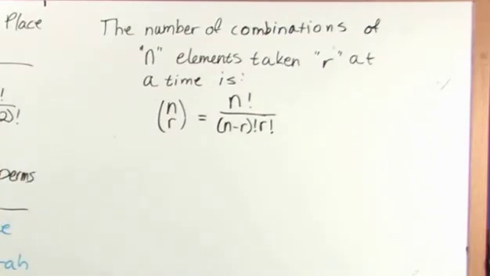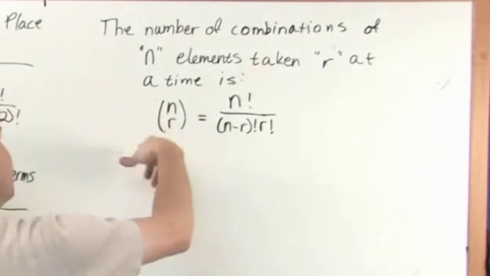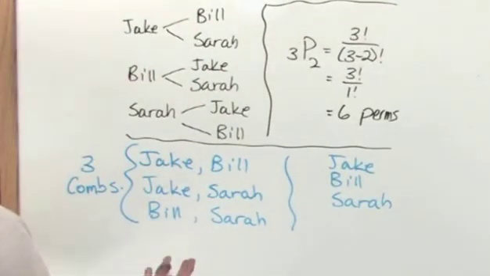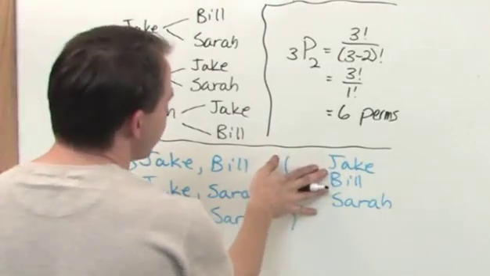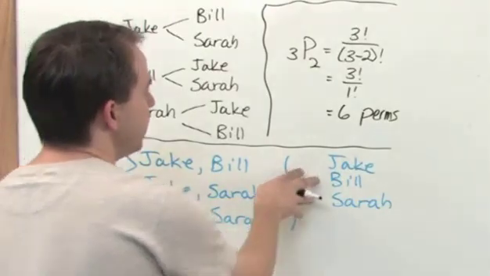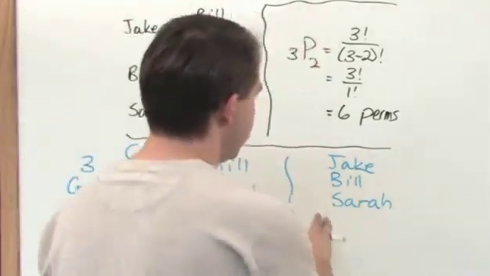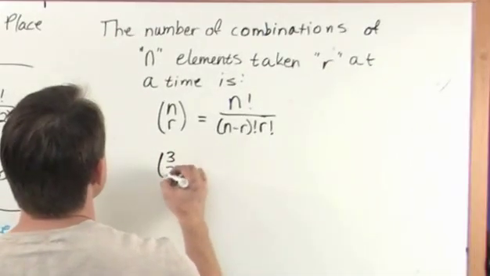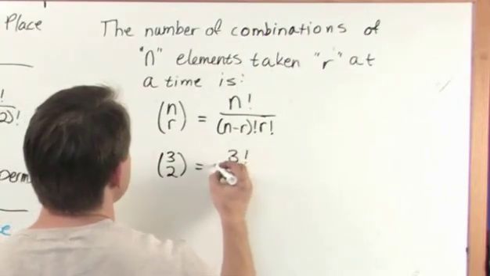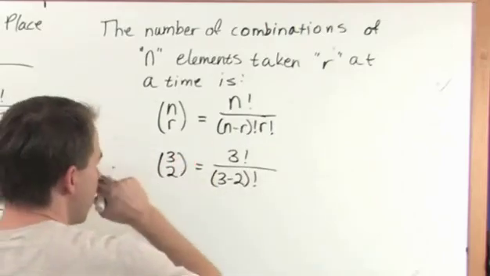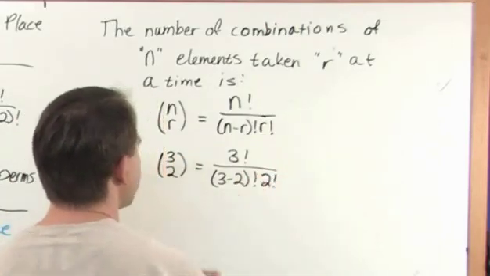Now, this is what you use when you have a problem in combinations. You have n elements taken r at a time, and you know it's a problem in combinations, so you apply it. Here, you would say, I know it's a problem in combinations because the order doesn't matter. I have 3 people, I'm taking 2 at a time, and I'm trying to find out how many different combinations there are. So n would be 3, and r would be 2. On your paper, 3 and 2 would be 3 factorial over 3 minus 2 factorial, because this is n and this is r, times 2 factorial.